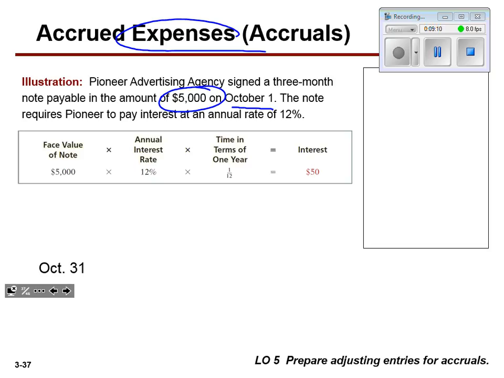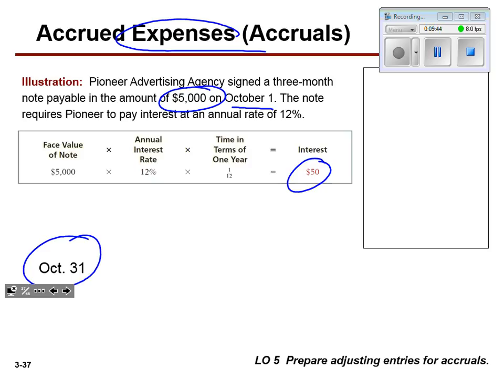Now there again, this is a whole other unit in this book. But if you take a look at our $5,000 loan at 12% interest, as far as how much we are chipping away at paying interest, 1 month, because it was on October 1st and now we're talking October 31st, we're paying $50 interest in October. So we have to adjust for that expense. Have we paid our $50? No, but $50 has accrued or started piling up.